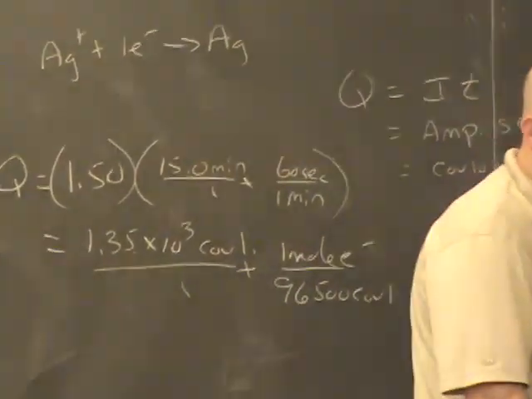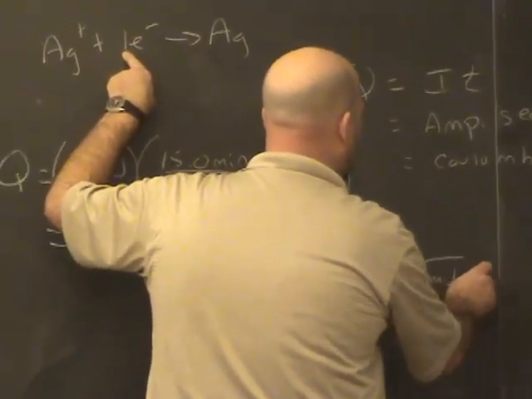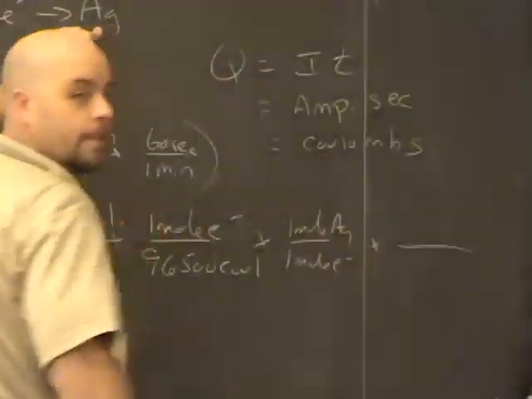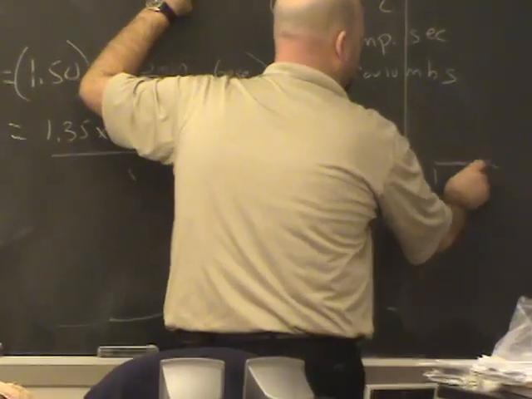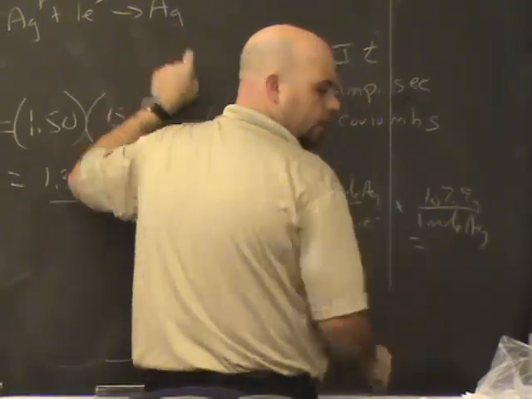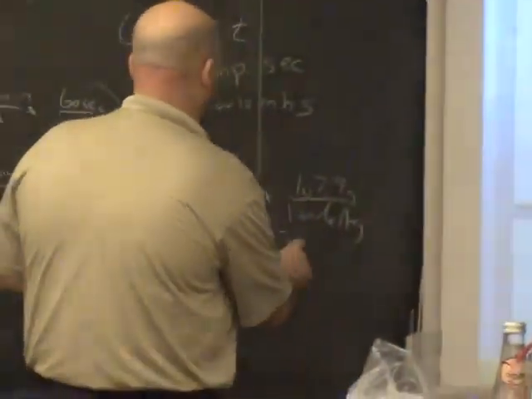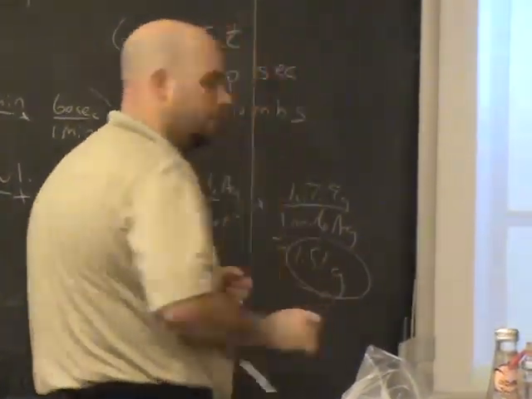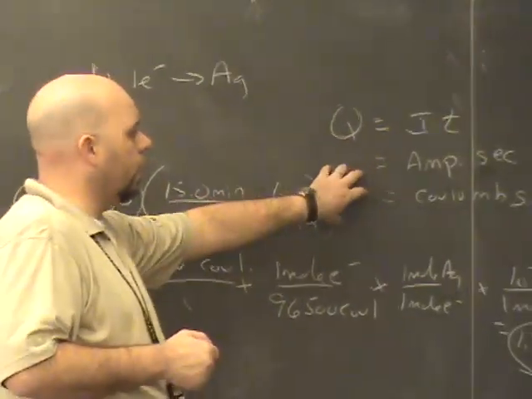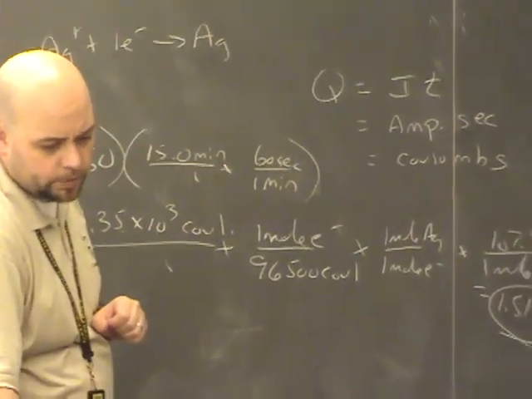And then when you look at the problem, doesn't it tell me that for every 1 mole of electrons, you get 1 mole of silver? And 1 mole of silver is 107.9 grams. So that by applying a current of 1.5 amps for 15 minutes, I only get 1.5 grams. And again, the key to this is knowing that amps times seconds is a coulomb, and then how to get from coulombs to moles of electrons.